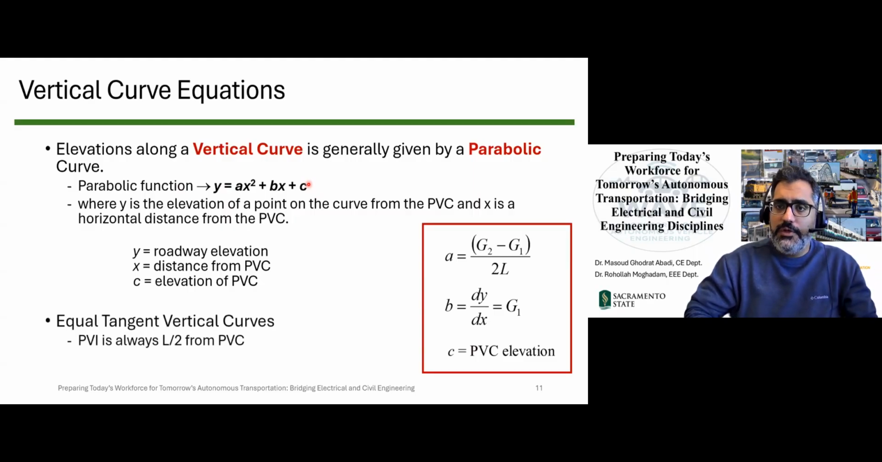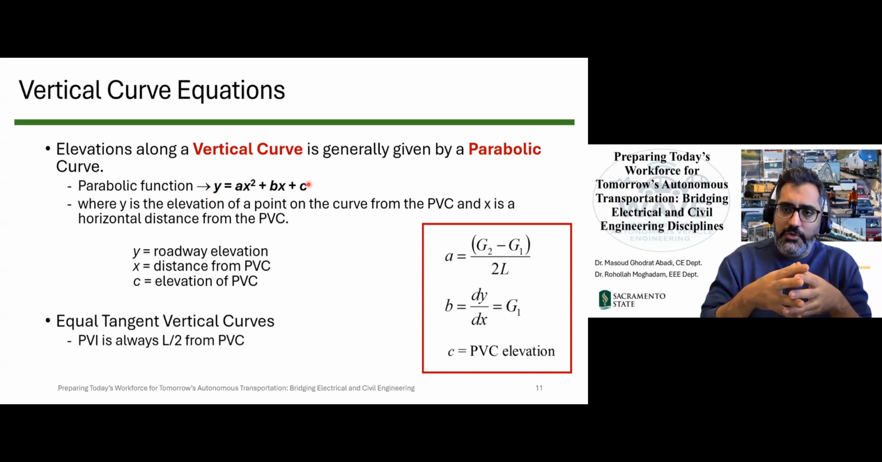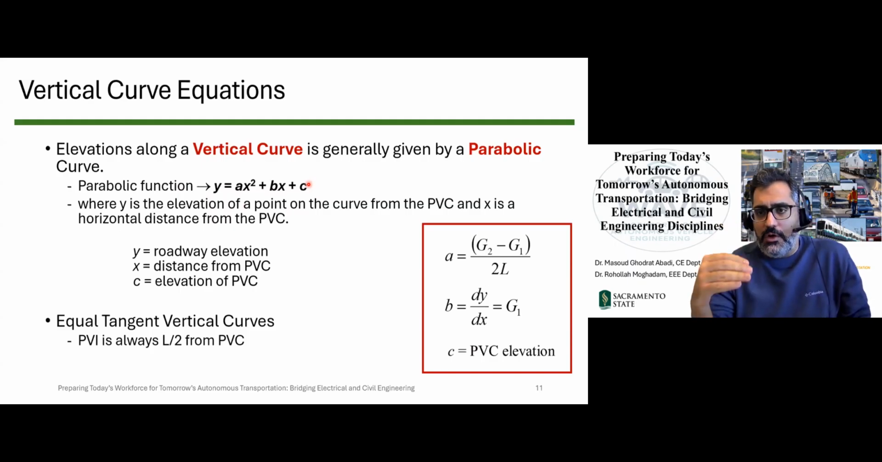Another important thing is that when we talk about geometric design and vertical alignments, we could consider different combinations of the grades. But one type of curve that is more frequently used, and we are only going to focus on those types of grades, is what we call equal tangent vertical curves. What does that mean?